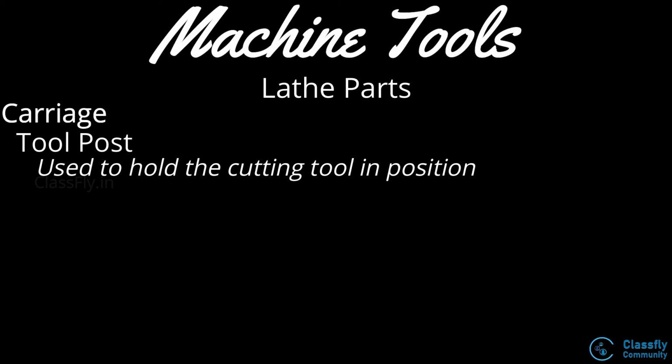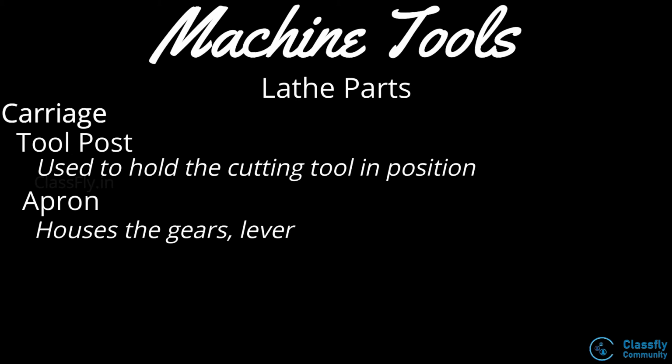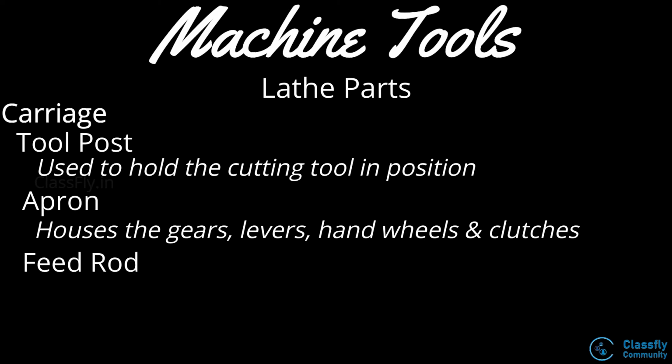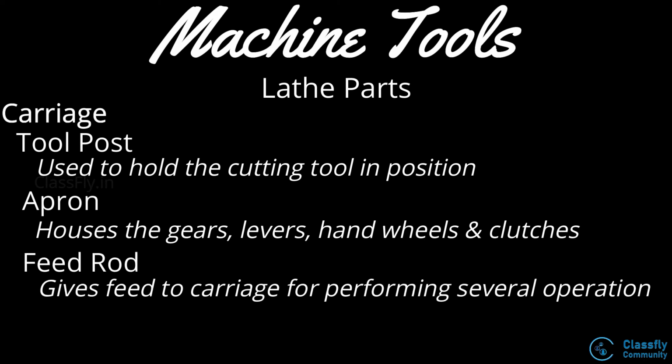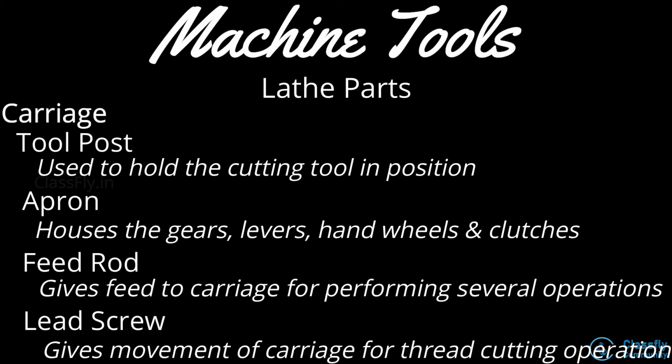the apron, which houses the gear levers and hand wheels and also the clutches, the feed rod, which is used to give the feed for the carriage for performing various operations, and the lead screw, which is used for the movement of the carriage during the thread cutting operation.